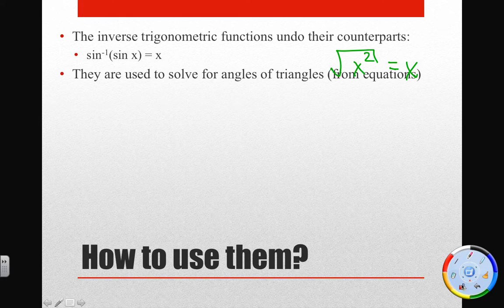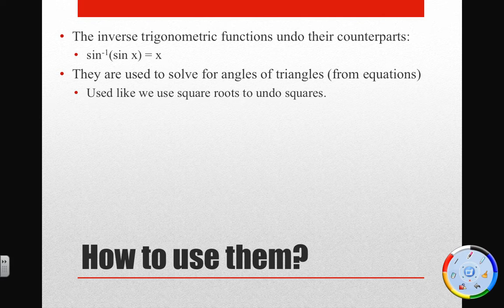I like to use this example because we've done this plenty. They're used to solve for angles of triangles, and they're also used to solve equations coming up in the next chapter. What we're going to be basically doing is solving word problems in the next section with triangles, but we need to know the angles. We need to solve for the angles.